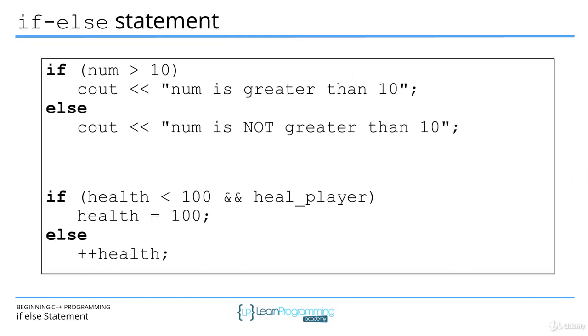In the first statement, we check if num is greater than 10. If this is true, we display num is greater than 10. If it's false, we display num is not greater than 10. In the second example, we check if health is less than 100 and heal player is true. If both these conditions evaluate to true, then we assign 100 to the player health. Otherwise, we'd simply increment the player health.